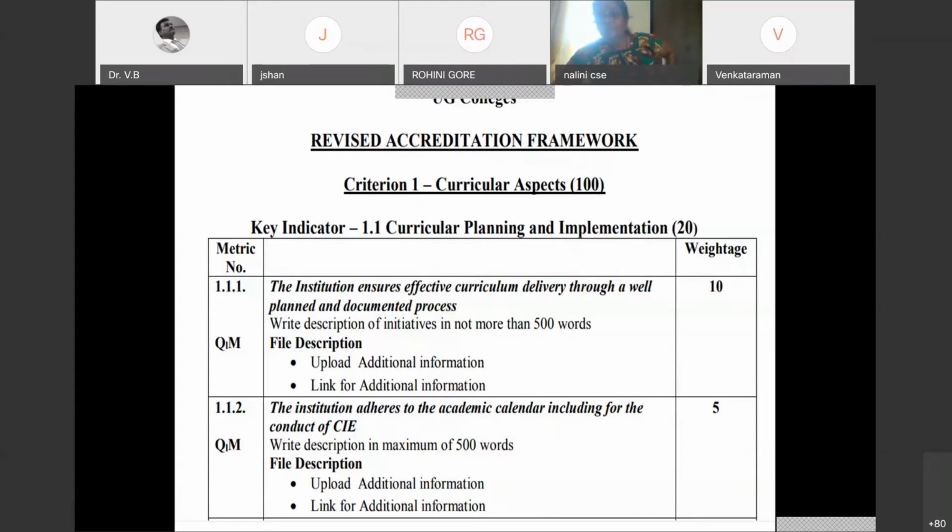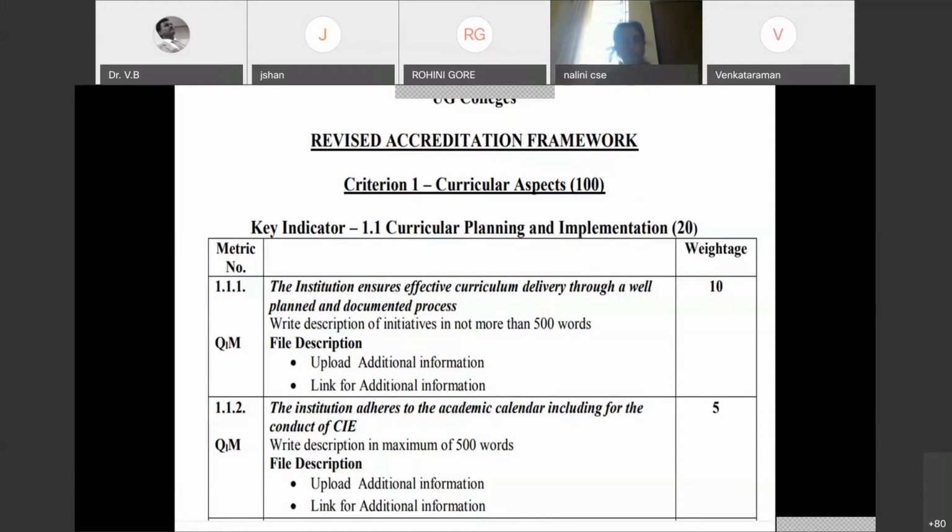So when we say upload additional information, you can either upload the PDF format of the academic calendar directly, or you can give the link as said earlier. Only thing is that once we click the link, then it should go directly to the academic calendar and not to the home page of the website. So once again, let me specify.